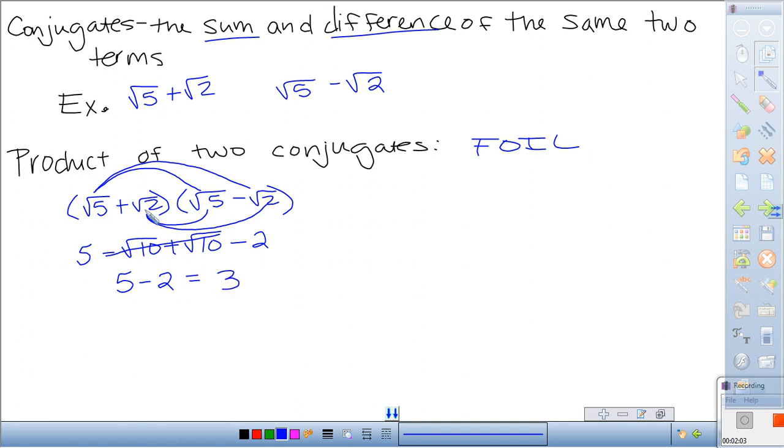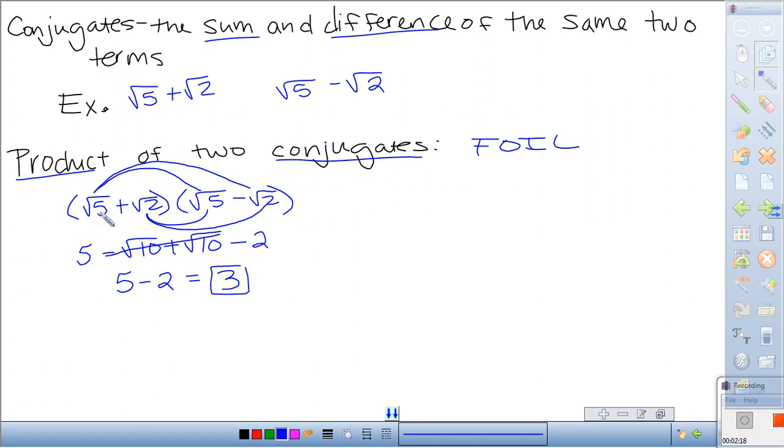Isn't that neat that you can take something that looks so complicated, like the square root of 5 plus the square root of 2 times the square root of 5 minus the square root of 2, and it simplifies to be one number. And that's what's so great about finding the product of conjugates, is that you can take something complicated, like the square root of 5 plus the square root of 2, and you can turn it into something simple by multiplying it by its conjugate, which is the square root of 5 minus the square root of 2.